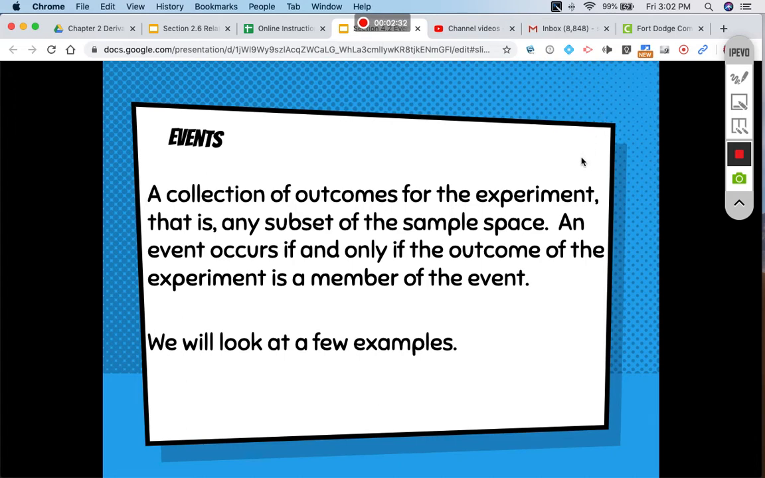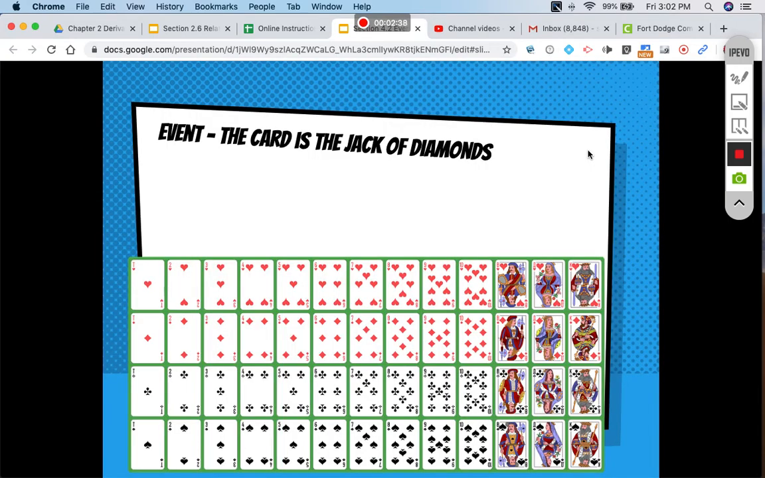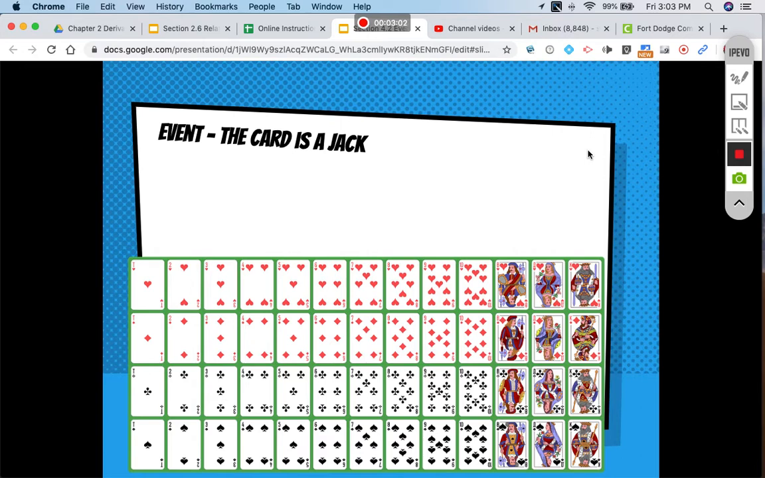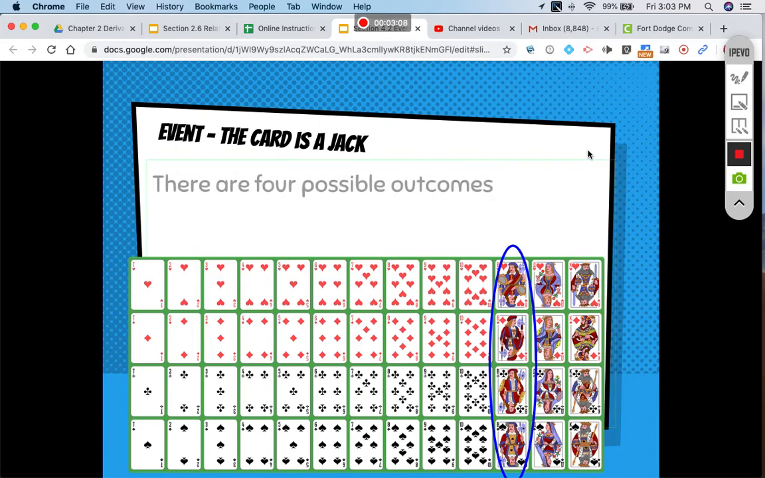So now we look at using that as our sample space. We look at what some events could be. So for example, if my event is the card is a jack of diamonds, there is only one possible outcome in my sample space that would give me the event I wanted, the jack of diamonds. So that would be my event. So my F value would be 1. If my event is the card is a jack, now there are 4 jacks in my sample space. So there are 4 possible outcomes that would give me this event of the card is a jack.